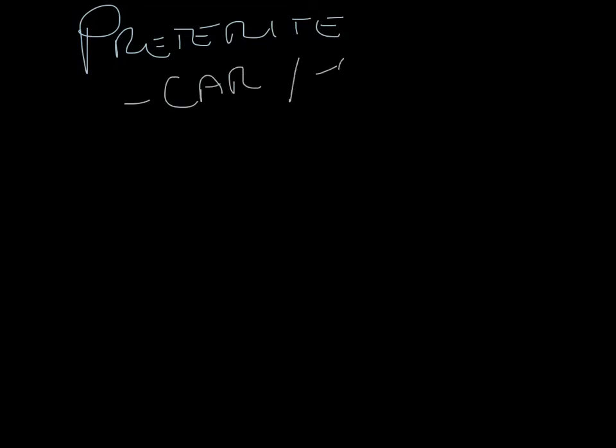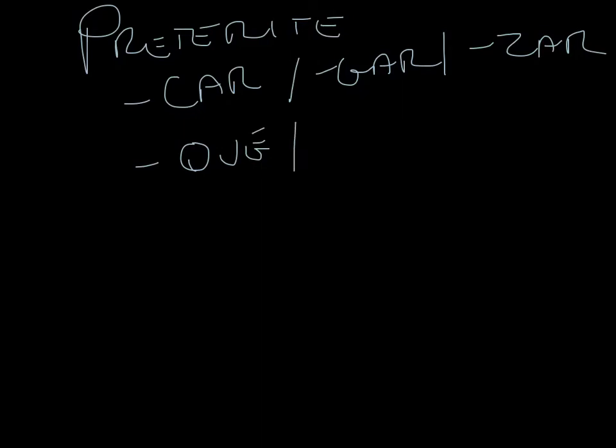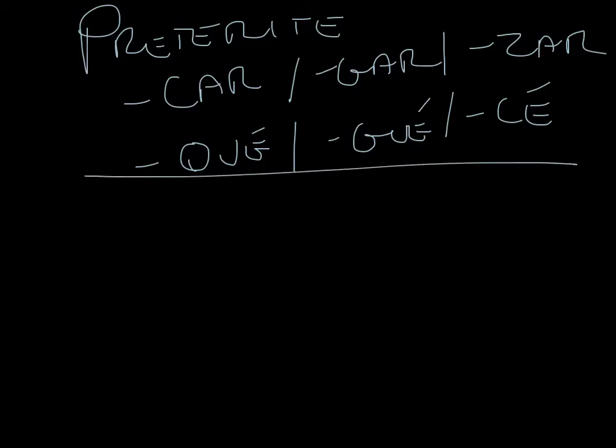Alright guys, today we're still talking about the preterite tense, and we're talking about specific types of verbs. We're going to talk about car, gars, and zars. So if you remember car gar zar, que, and say. Repeat with me. Car gar zar, que say. Car gar zar, que say. That will make sense in a second.